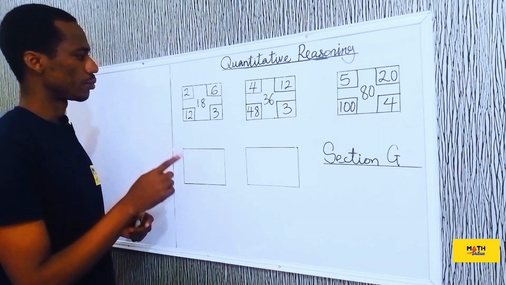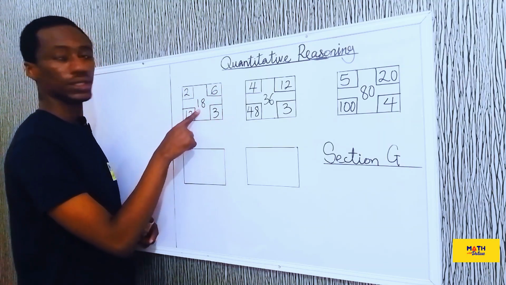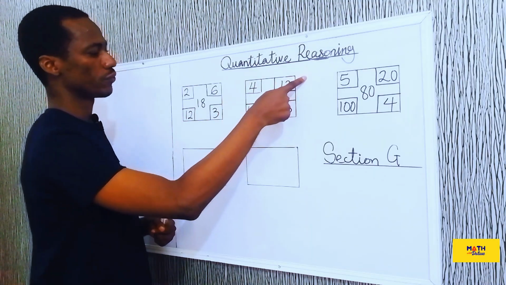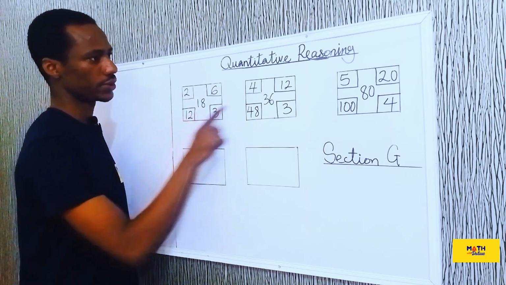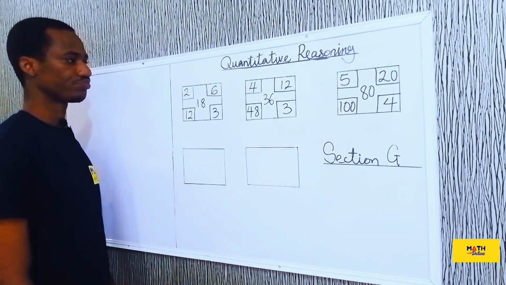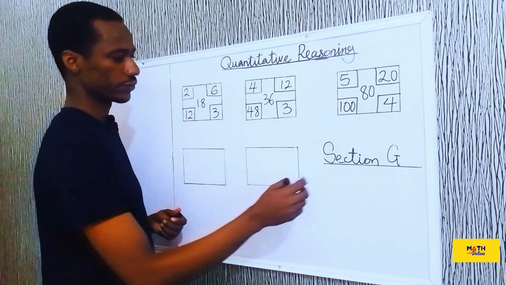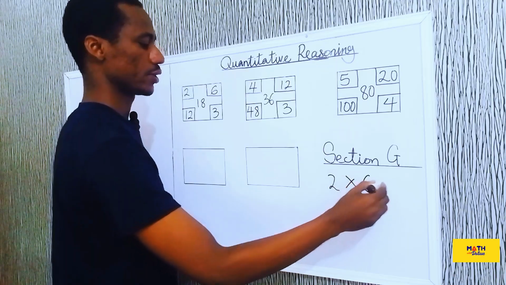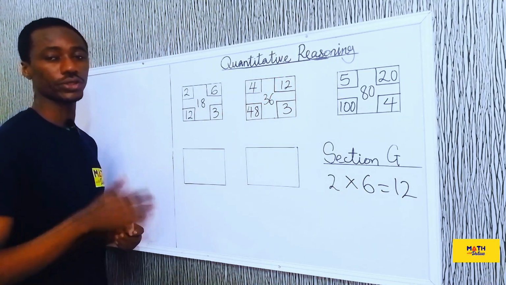So if I'm correct, I'm doing 2 times 6 with 12, and I'm doing 6 times 3, 18, right? So let's go. 4 times 12, is it 48? Yeah, I think the analysis is correct. Let's confirm with this. 5 times 20, 100. Beautiful. All right, so I'll just write this down for the first set of equation I've found. 2 times 6, I know is 12, from this analysis, and I've confirmed it with the other samples.